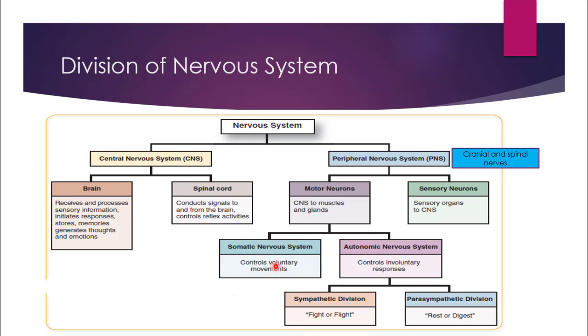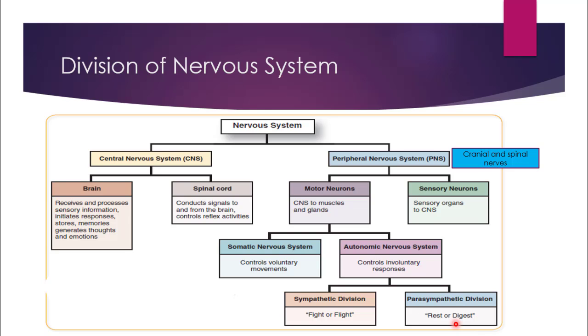The somatic nervous system controls voluntary movements that are under our own control, whereas the autonomic nervous system controls the involuntary responses that are not under our own control. The autonomic nervous system is further divided into the sympathetic division and the parasympathetic division. Sympathetic division means any emergency situation or stress condition, or we can say fight or flight condition, and parasympathetic division means to normalize, to rest or digest. So this was all about the nervous system.